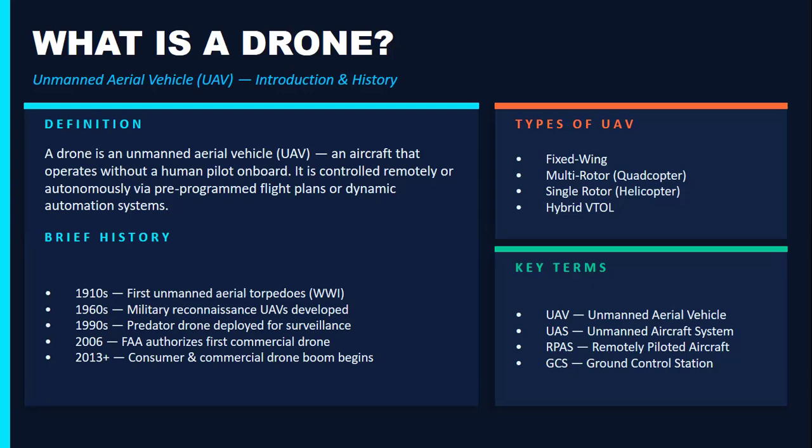The major categories of drones include fixed wing aircraft, multi rotor drones, single rotor helicopters, and hybrid vertical takeoff and landing systems. Under this classification, we need to select the right platform according to the specific applications.